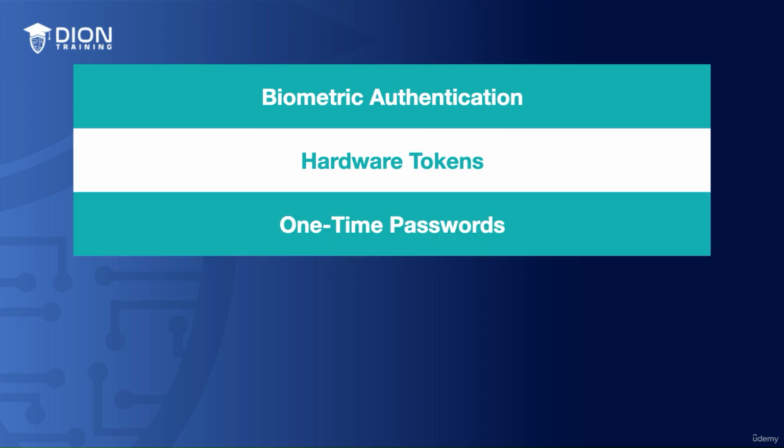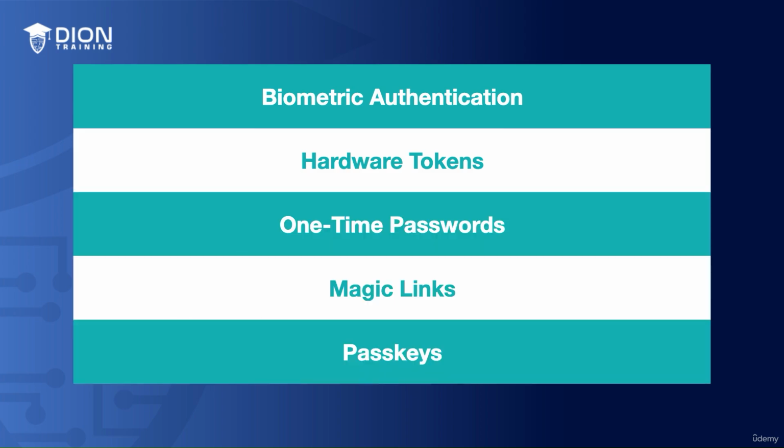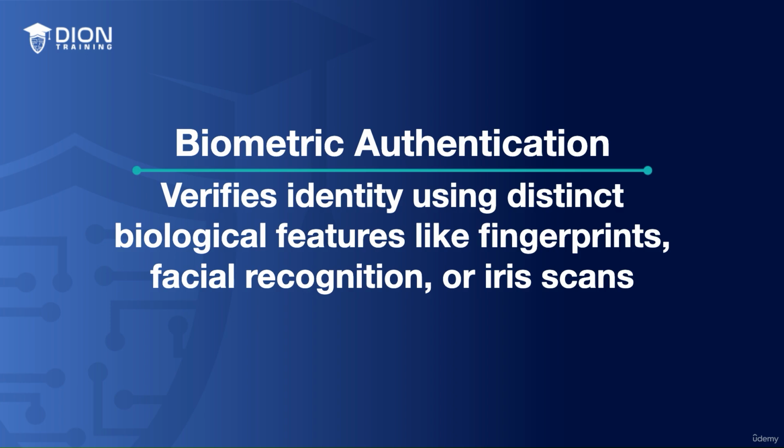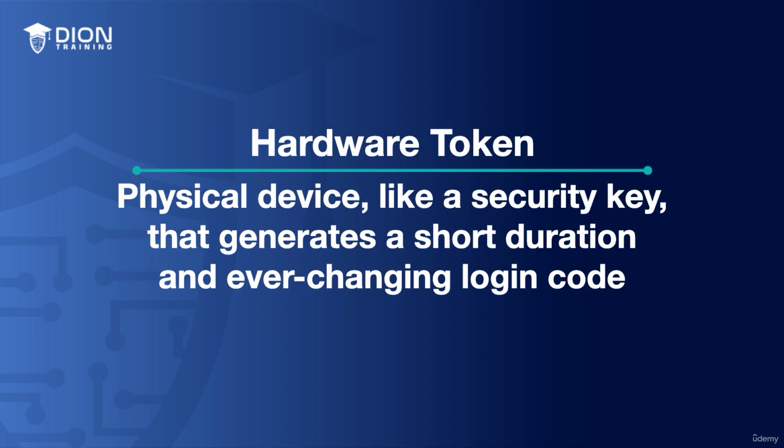hardware tokens, one-time passwords, magic links, and passkeys. Biometric authentication uses unique biological characteristics such as fingerprints, facial recognition, or iris scans to verify identity. If you use your fingerprint or your face to authenticate or unlock a device, that would be considered biometric authentication. Hardware tokens use physical devices like a security key that generate a short-duration and ever-changing login code.